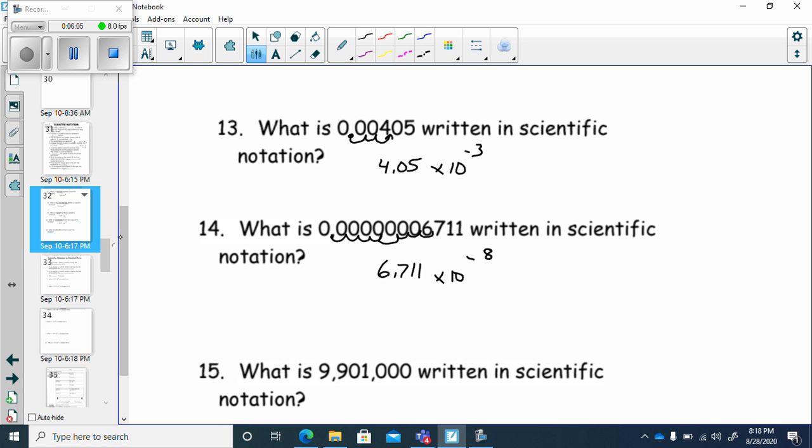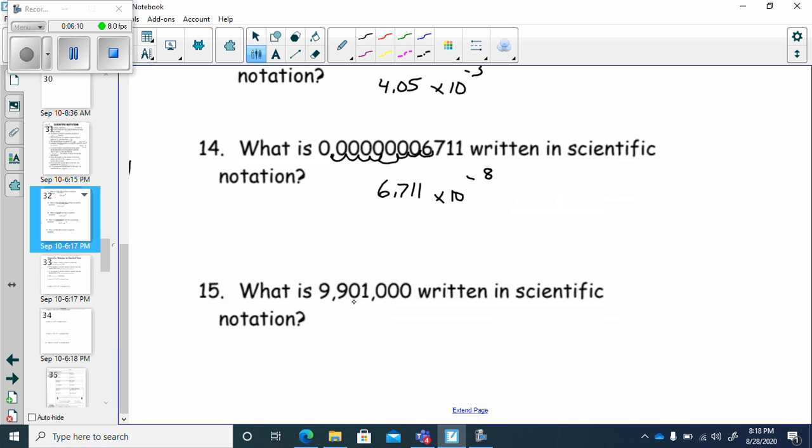And then finally, what is 9,901,000 written in scientific notation? Well, our decimal needs to go here, right? 9.901. Okay, times 10 to the, well, this number is bigger than 1. So we go 1, 2, 3, 4, 5, 6. That's times 10 to the positive 6. It's bigger than 1. Your exponent is a positive number.